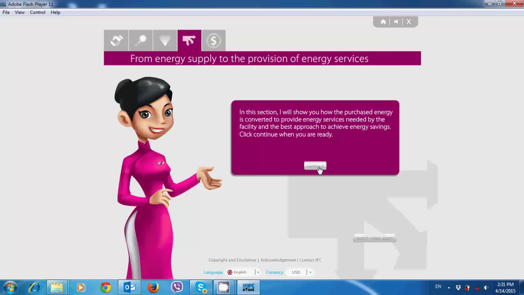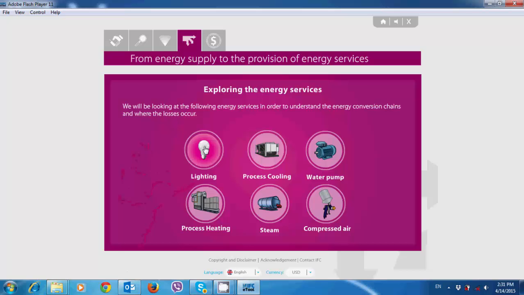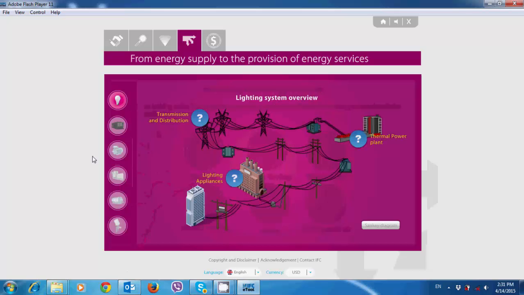In this section, I will show you how the purchased energy is converted to provide energy services needed by the facility and the approach to maximize energy savings. Lighting accounts for about 20 to 45% of energy use in a commercial building and about 3 to 10% of energy use in an industrial plant.